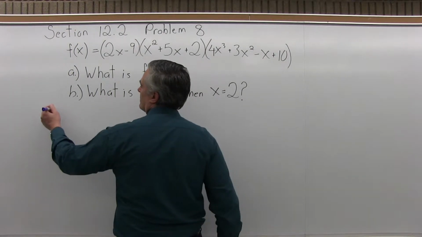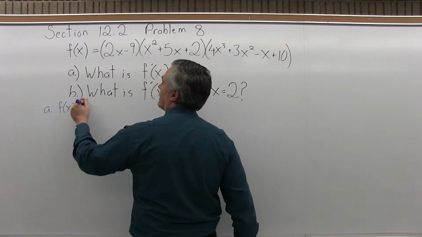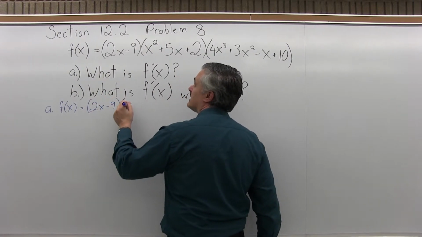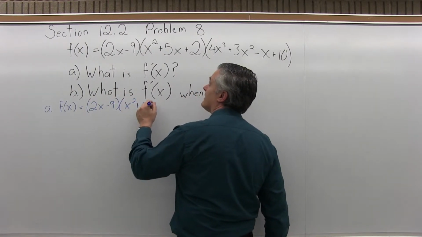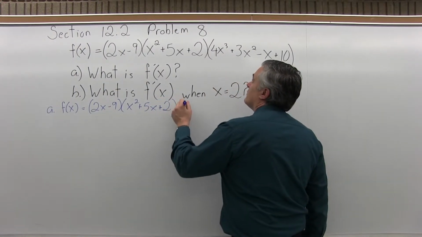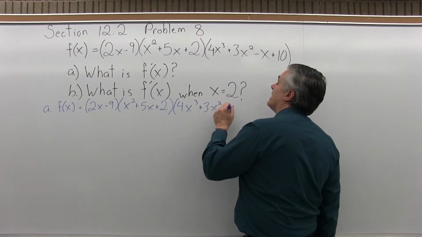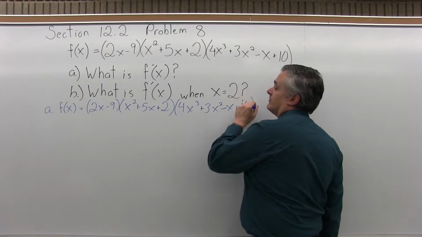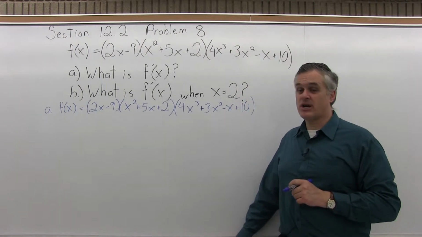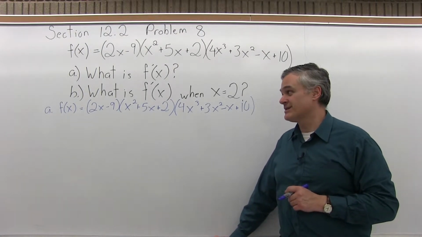So, for part A, let's start with f of x equals 2x minus 9 times x squared plus 5x plus 2 times 4x to the third plus 3x squared minus x plus 10. So this problem is a product, and it's a big product. It's a 3-part product. Some of the previous problems were 2-part products.